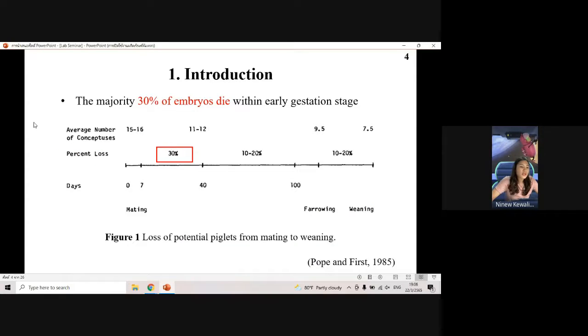The majority, 30% of the embryos, die within the early gestation stage. We can see from this figure, it shows the loss of potential piglets from mating to weaning. We can see here in early gestation, the 30% embryo mortality is higher than in the middle and late gestation stages.